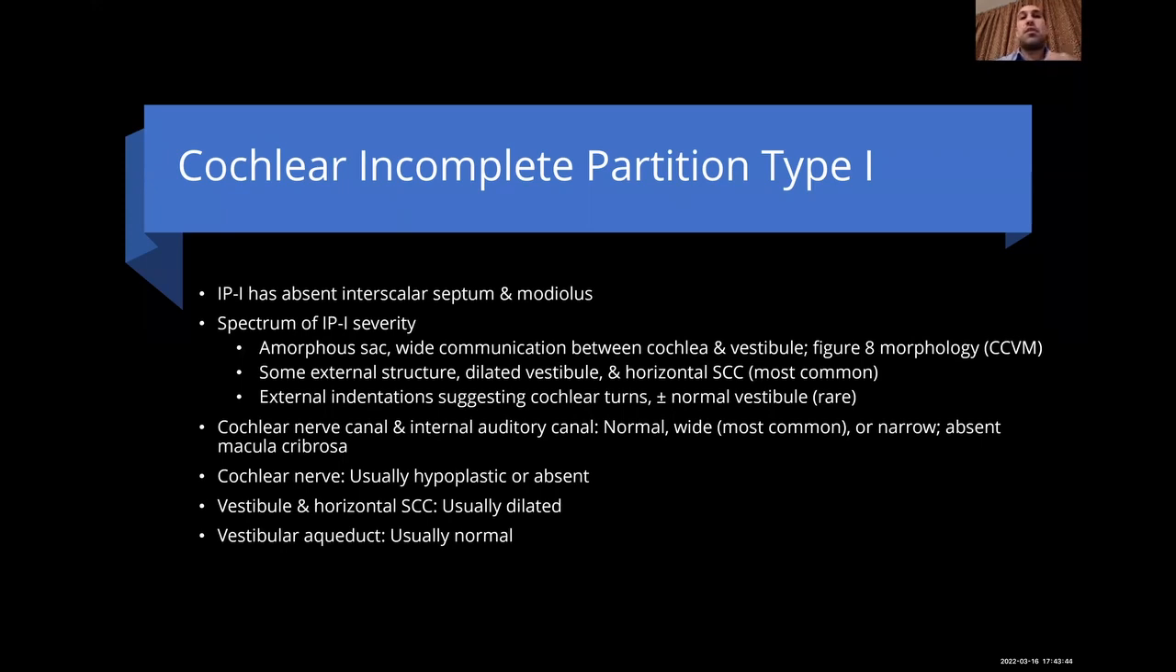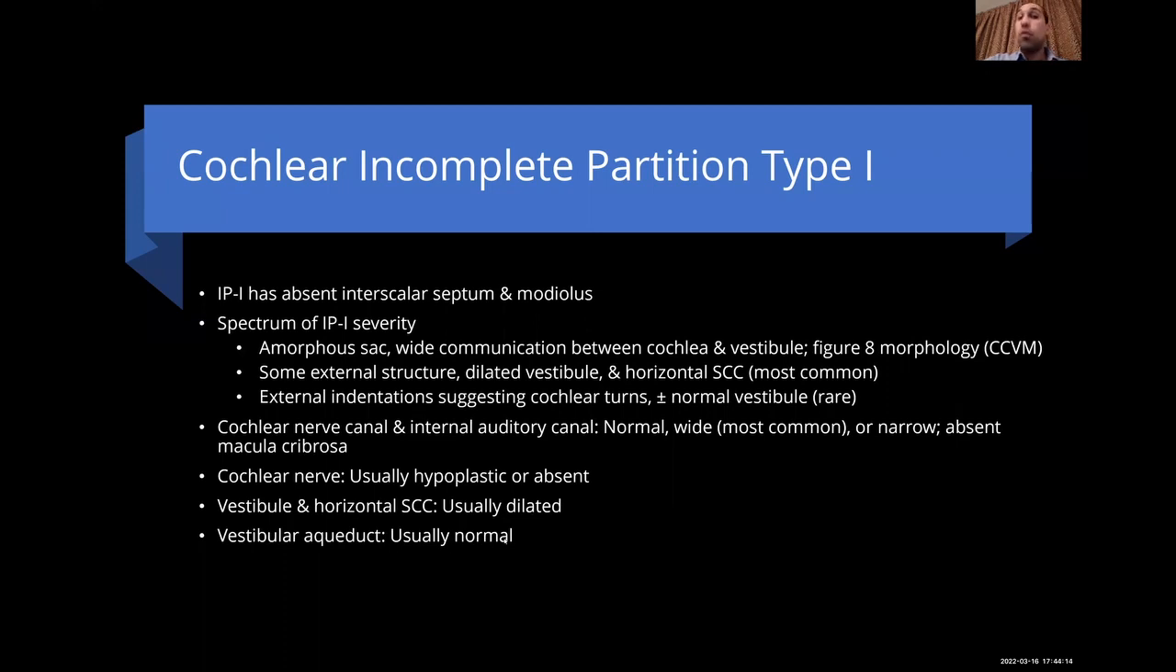Some external structure, dilated vestibule, horizontal semicircular canal. External indentation suggesting cochlear turns, plus or minus normal vestibule. Here it is. The cochlear nerve will be hypoplastic or absent. The internal auditory canal is normal, could be wide or narrow. Vestibule, horizontal semicircular canal usually dilated.